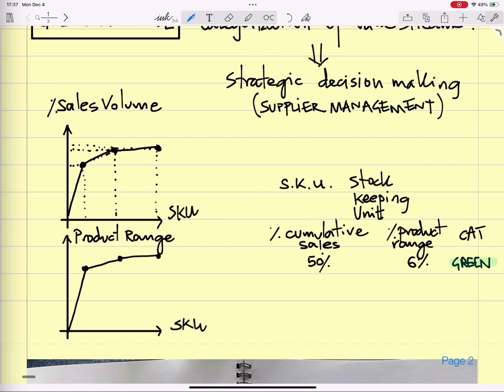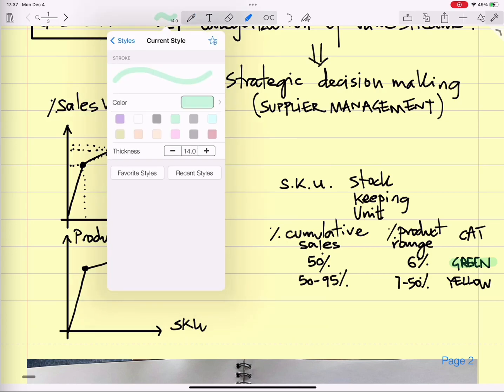Between 50 and 95% of our cumulative sales, and between 7 and 50% of the product range, we call our yellow value stream. Okay, and this you need to know. This is our yellow value stream.